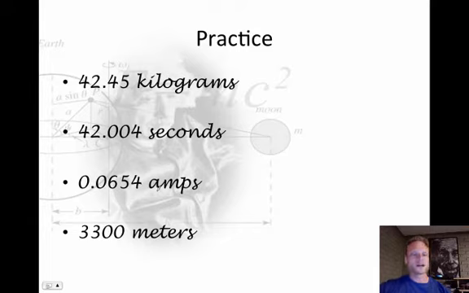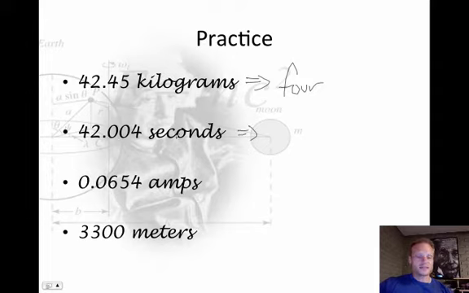So let's do a little bit of practice here. I've got 4 different values, and I'm wondering how many significant figures are in each of these values. So for instance, 42.45 kilograms. How many sig figs are here? Well, I see a bunch of numbers that are not 0. And if you remember from the rules, any non-zero digits are always considered significant. So there are 4 significant digits in that measurement.